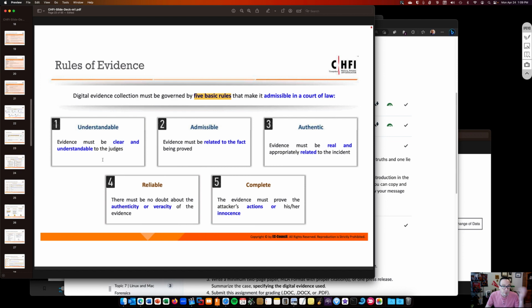Understandable, of course. It needs to be clear, understandable, not just the judge, but the jury or anyone, the administrators, who you're giving the evidence to. And that is part of the process of presenting. If you try to present something that's too complex, it might not have the impact you think it has. It still could meet everything. It could be admissible, authentic, but it just can't be absorbed by a judge or jury. So that's an important rule there.